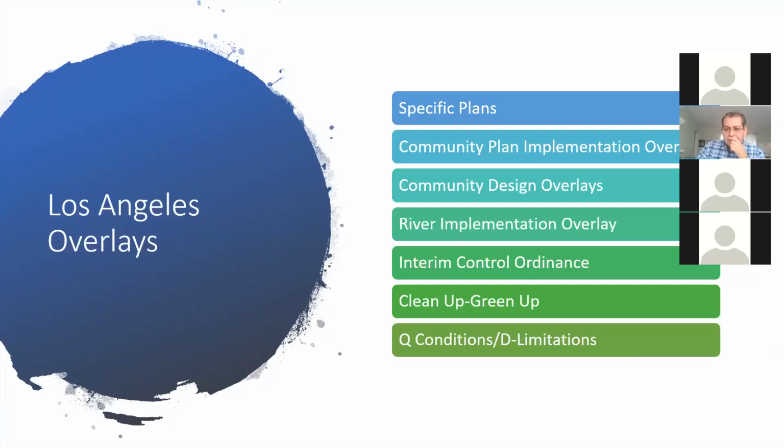Community plan implementation overlays are kind of similar to specific plans, except they're development regulations tailored to each community plan, and usually come after a new community plan is adopted. The city of LA is divided into 35 different community plans, and those are updated every, I would say, 10 to 15 years. But the point of the CPIO is to help implement the standards that they're trying to create for the new community plan.